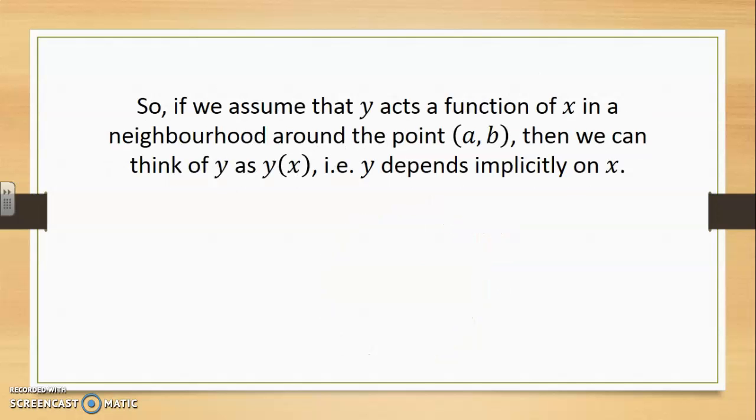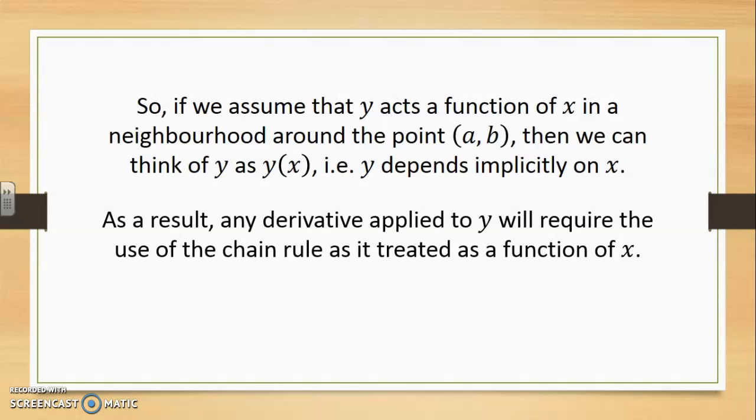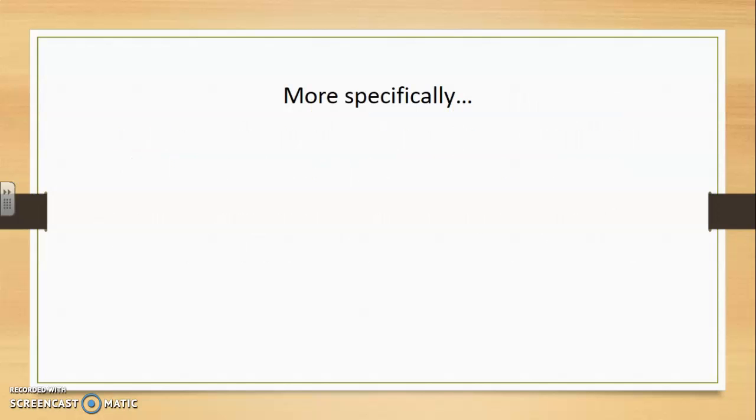So if we assume that y acts as a function of x in a neighborhood around (a, b), then we can think of y as y of x, or f of x, or g of x, or even as u, if you remember the chain rule. That is, y depends implicitly, so we're presuming that it depends on x. As a result, any derivative applied to y will require the use of the chain rule, as it is treated as a function of x.